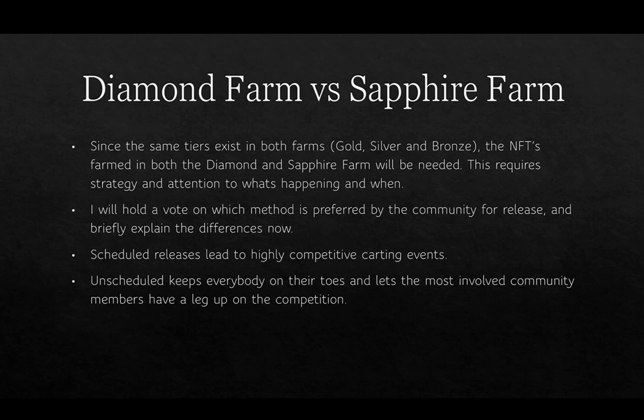So the diamond farm. Since the tiers exist in both farms, the gold, silver, and bronze, the NFTs farmed in both the diamond and sapphire will be needed to call upon the utility. Okay, you need to know that, again, if you want to call these utilities, you have to have all of the golds, which are in both farms, or all of the silvers, or all of the bronzes.